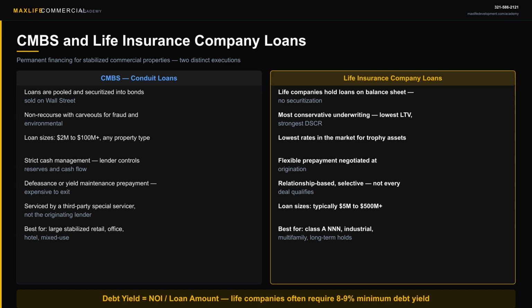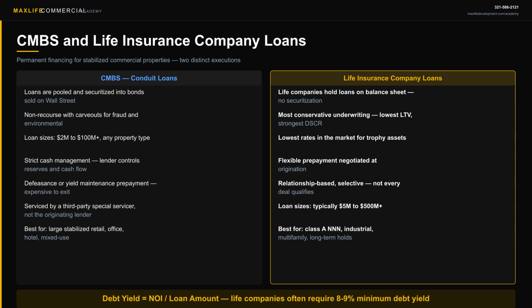With CMBS, your loan gets pooled with hundreds of others and securitized into bonds that are sold on Wall Street. These are non-recourse with carve-outs for fraud and environmental issues. They cover loan sizes from 2 million up past 100 million on virtually any property type, and they work well for large stabilized retail, office, hotel, and mixed use.